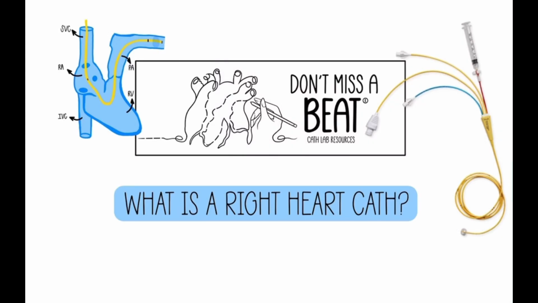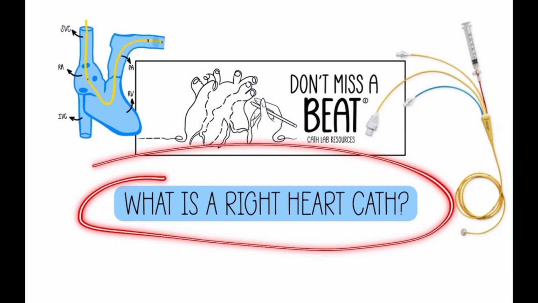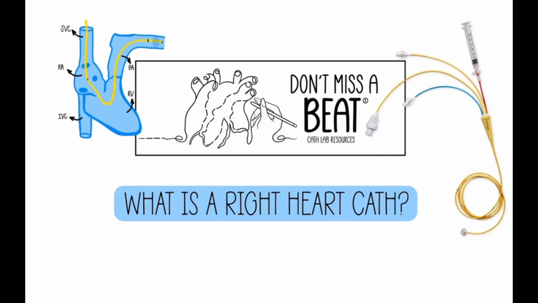Today we are going to talk about what is a right heart cath. I know there's already some hemodynamic lectures on here that you can watch. What we are really going to focus on today is the basis of a right heart cath. What is it for? What are the access options? How is it different from a left heart cath? And then go into thermodilution injections and how that works.